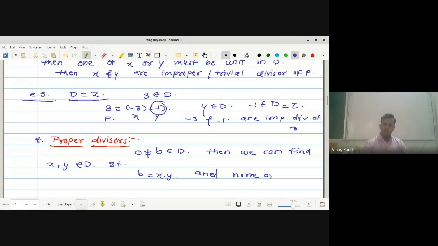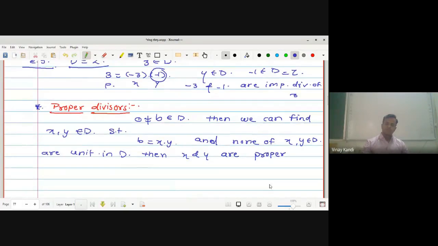and none of x comma y belonging to D are units in D. Then x and y are proper divisors of B. Okay, take this one.